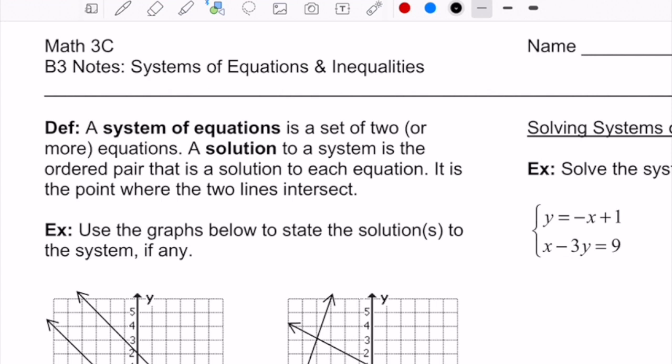Hi everyone, today in the B3 notes, we're going to be looking at systems of equations and inequalities. Recall that a system of equations is a set of two or more equations. A solution to a system is the ordered pair that is a solution to each equation. So a solution to a system is the point where the two lines intersect.